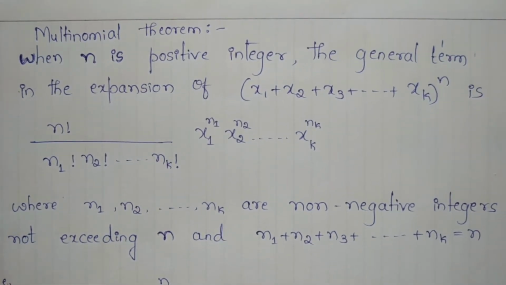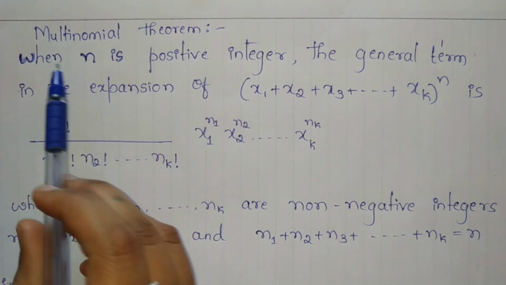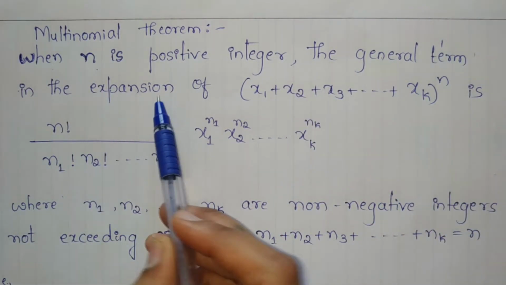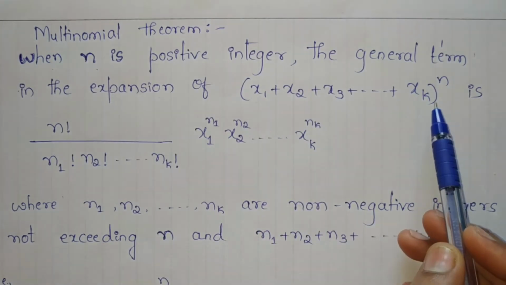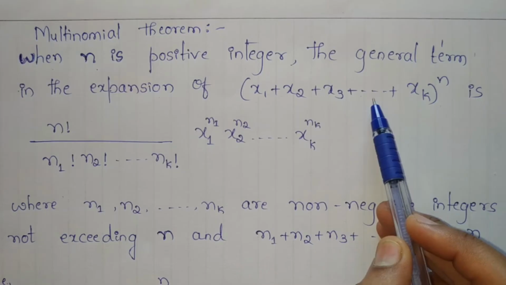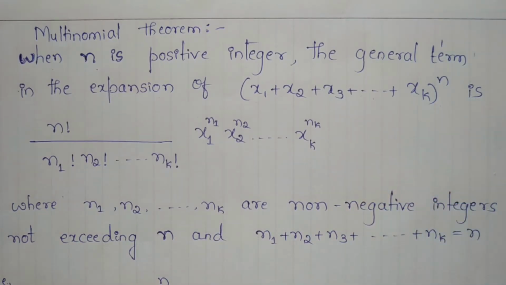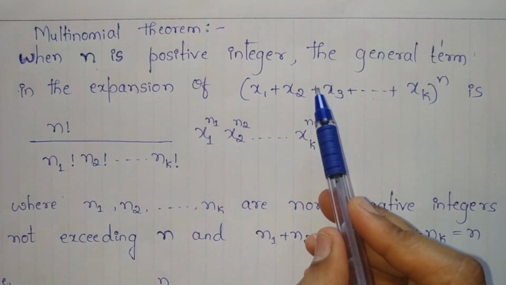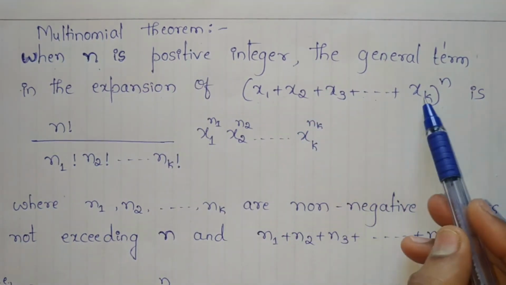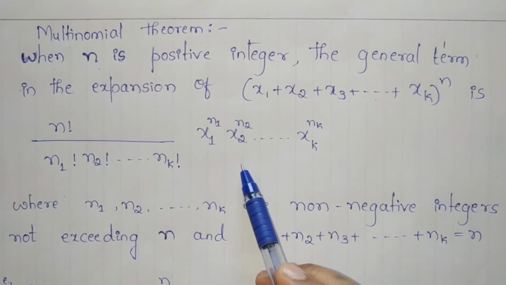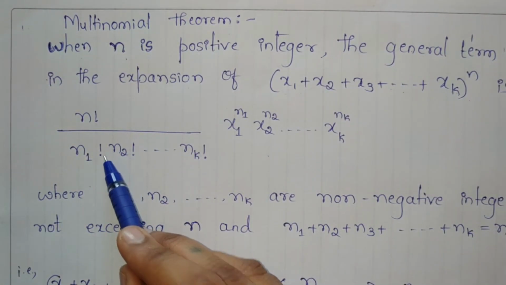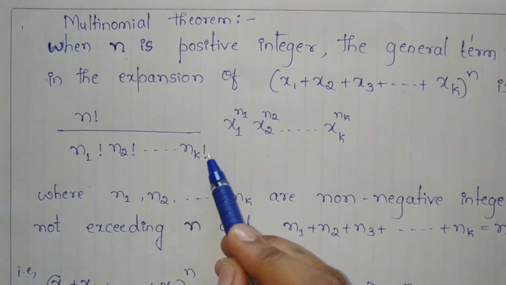So this is the statement of the multinomial theorem. When n is a positive integer, the general term in the expansion of this. If you have only two terms in this bracket, then that is the binomial theorem, where n is a positive integer. More than two terms means it is multinomial theorem. In this expansion, this is the general term: n factorial divided by n1 factorial, n2 factorial up to nk factorial.